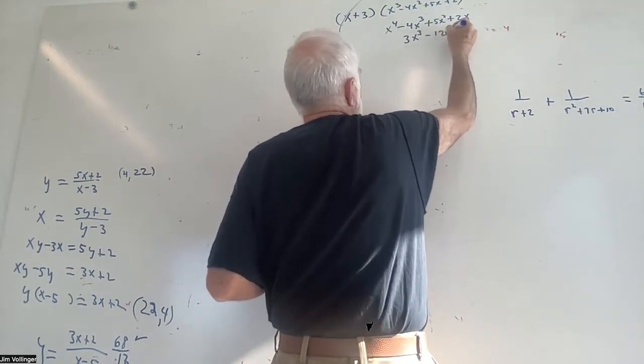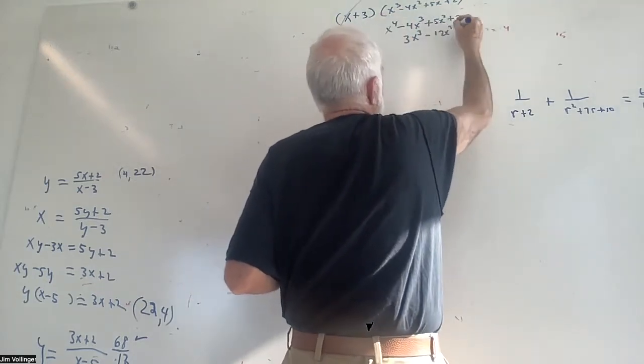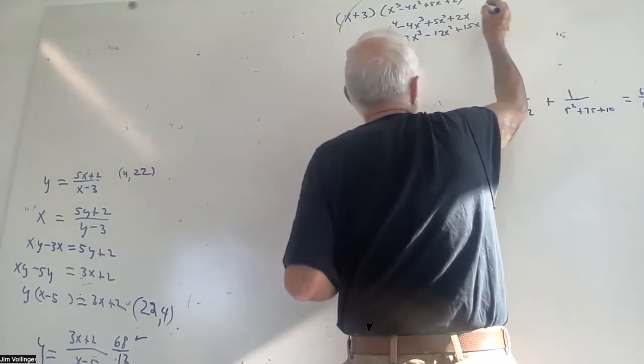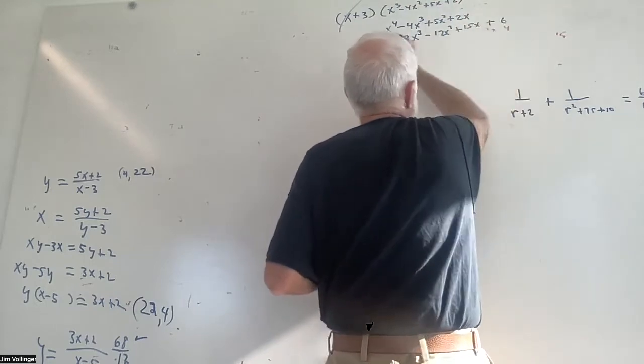Minus 12x squared. 3 times 5x. You got to be careful. 15x. And I'm talking to you. I make careless mistakes when I'm talking. 3 times 2 is 6. And then add it up.